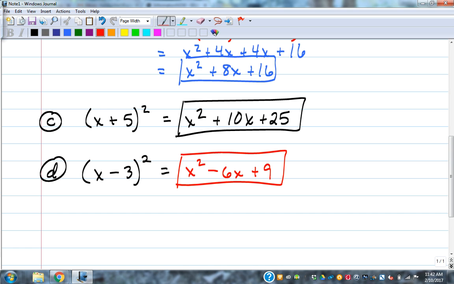That squaring of a binomial. These trinomials are called perfect square trinomials because they came from something squared. That's why they're called perfect squares.